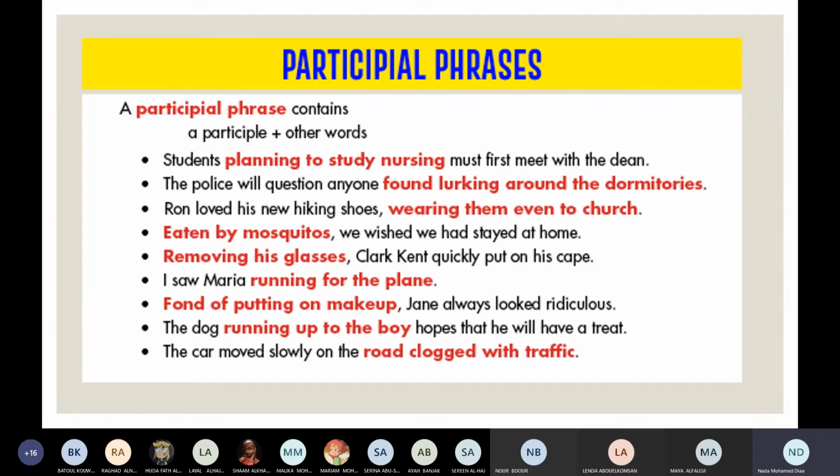So, let's start solving page 139, exercise 4. Miss, isn't this a predicate adjective? Where? In the first one? Students planning to study nursing. Okay. Students. Where is the verb for students? Must meet.